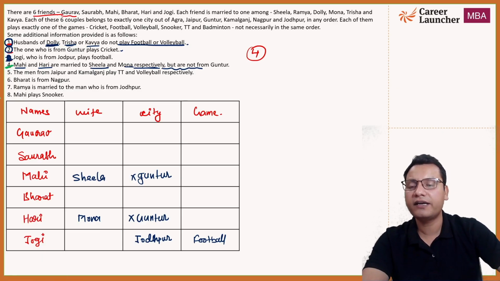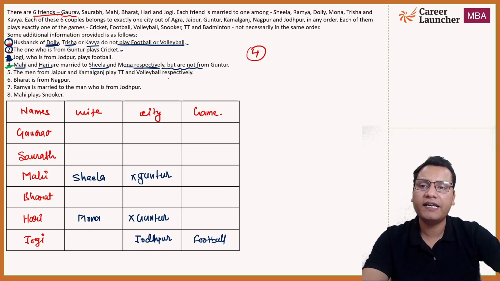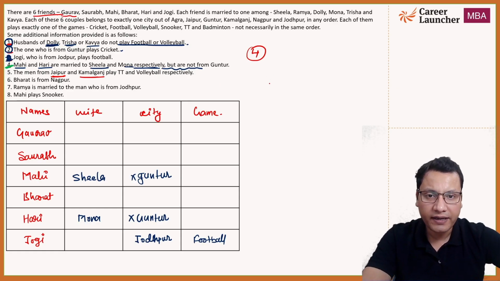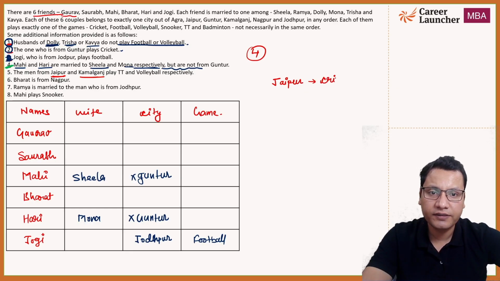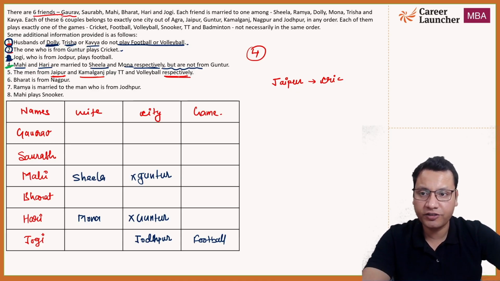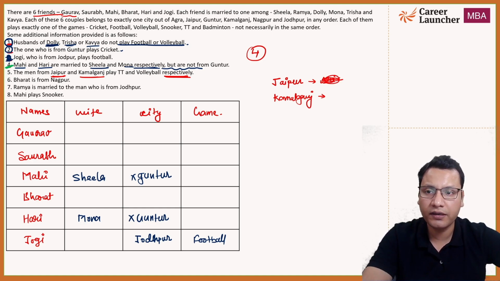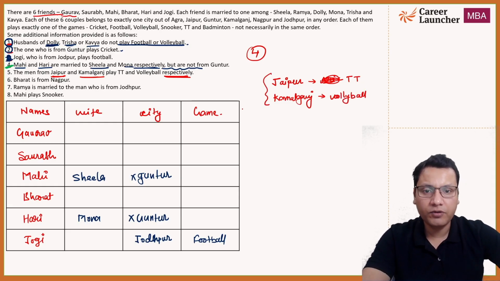Okay, fourth statement, we have used all the data. Now let's look at the fifth statement. The man from Jaipur and Kamalganj play TT and volleyball. Again, we don't know who resides in Jaipur or Kamalganj. But what we can do is I can write here. So this is Jaipur. The Jaipur guy is playing cricket, right? So this is Jaipur is cricket because again respectively word is mentioned here. Okay, and the Kamalganj guy is playing TT. The one from Jaipur, Kamalganj, TT and volleyball. Okay, so Jaipur is not cricket. Jaipur is TT. Sorry, Jaipur is TT and Kamalganj is volleyball, right? We are not able to put this into the table yet.